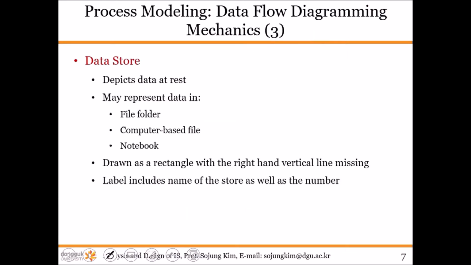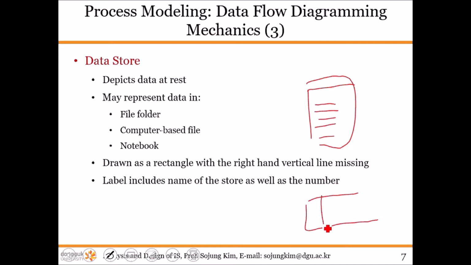Data store depicts data at rest, and may represent data in a file folder, computer-based file, or notebook. Here notebook means just a paper notebook, not a laptop. It is drawn as a rectangle with the right-hand vertical line missing, and the left-hand side includes the number and the name of the store. So the shape is like this: this is an index and this is a name.